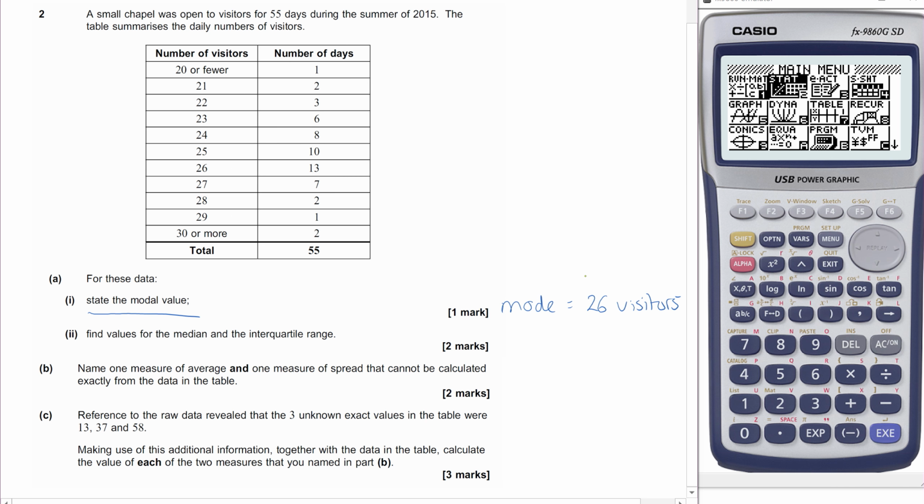Find values for the median and interquartile range. Now, when I was marking this, students did one of two things. Some students put all the data into the calculator, others tried to work it out themselves. I'm going to show you how to do it by putting all of the information into the calculator.